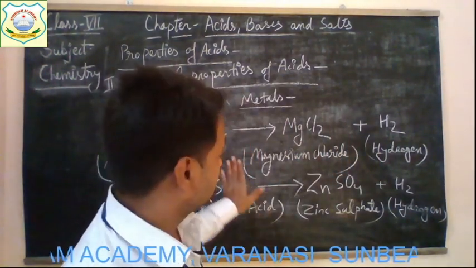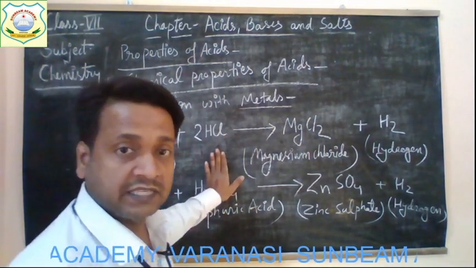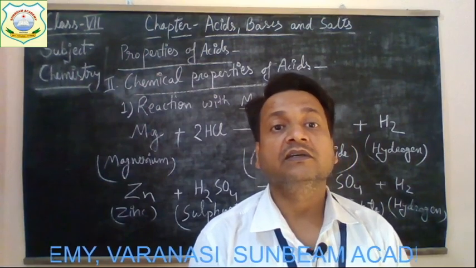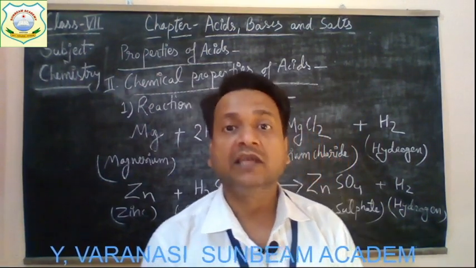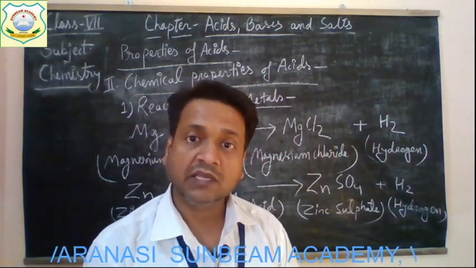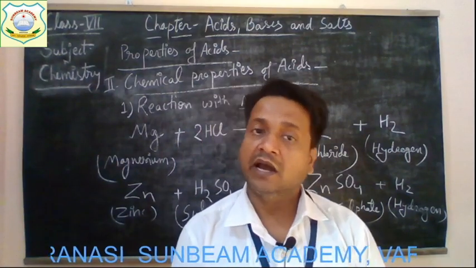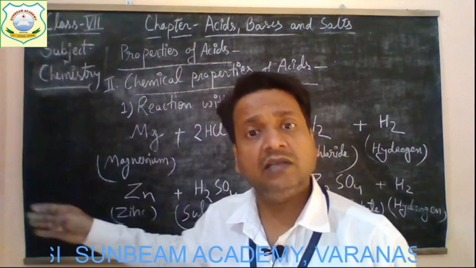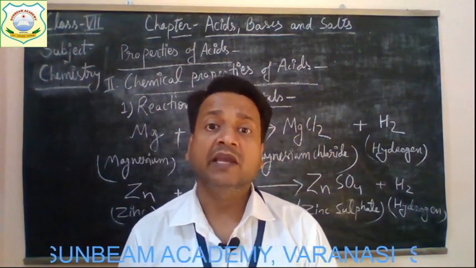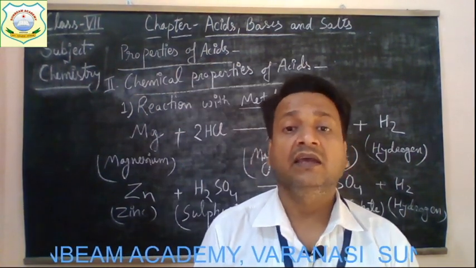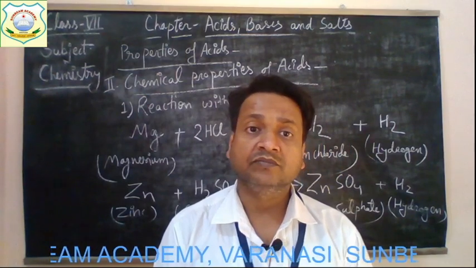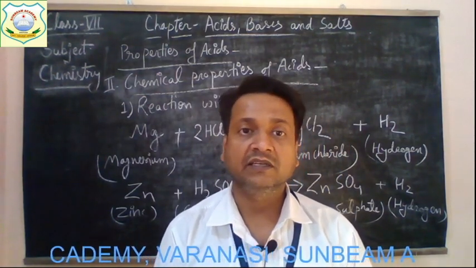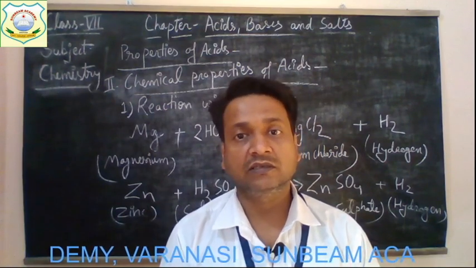Alright children, these two examples show that when acids react with metals, they form salts as well as produce hydrogen gas. Similarly to magnesium and zinc, sodium, potassium, calcium, iron, lead, and aluminium all replace the hydrogen from acids to form salts.